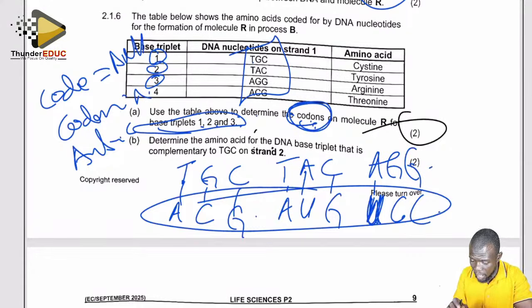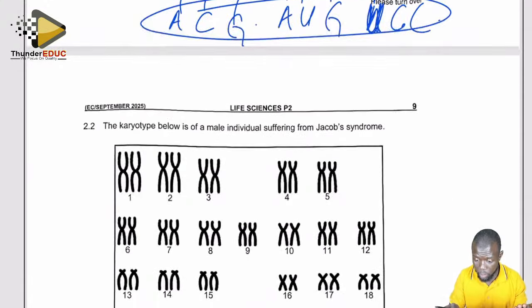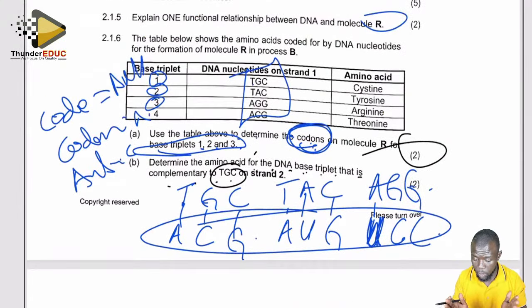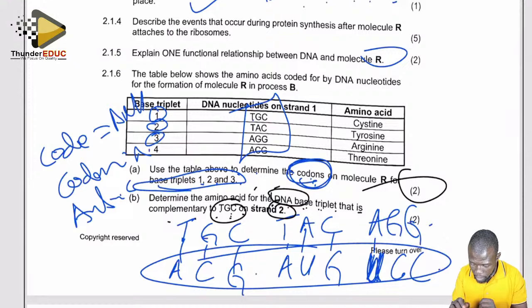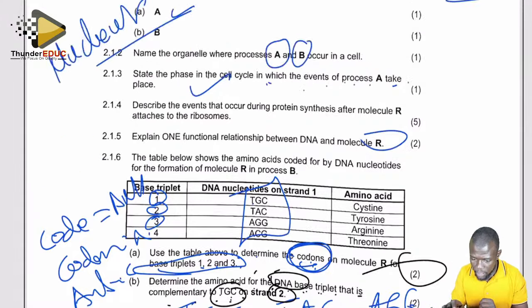Determine the amino acid for the DNA-based triplet that is complementary to this. Guys, we always ask you these questions and the mutation. They didn't ask you about the mutation, but you always get asked about this. Determine the amino acid for the DNA triplet that is complementary to TGC on strand 2.